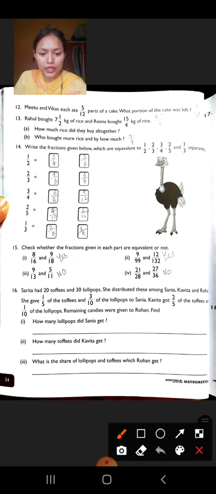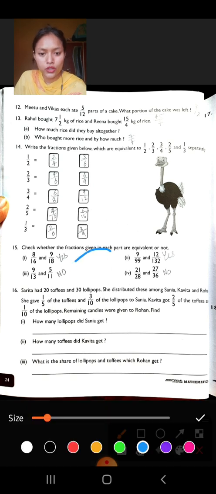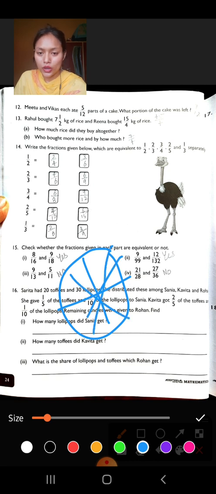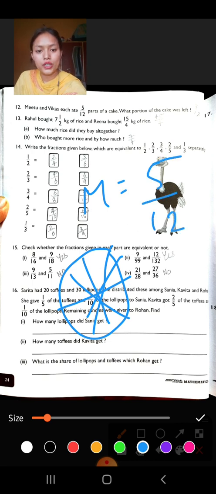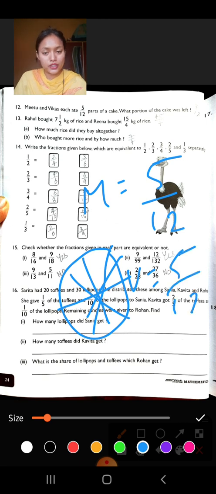Now, here the numericals are there. First, the 12th one. Meetu and Vikas each ate 5 upon 12 of a cake. What portion of the cake was left? Okay. A cake was there that was divided into 12 equal parts. Meetu ate 5 upon 12 of the cake, and Vikas also ate 5 upon 12 of the cake. So they ate equal parts. So you have to tell how much part is left.